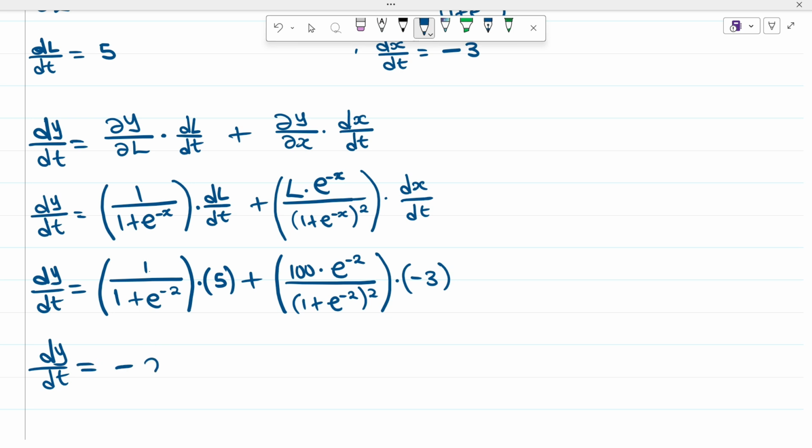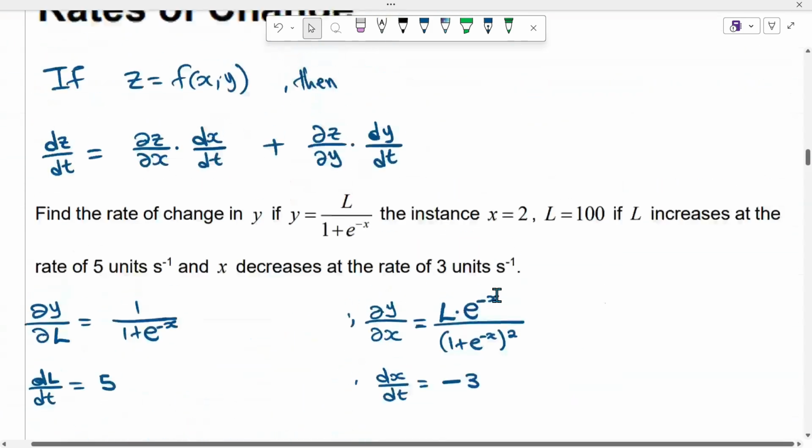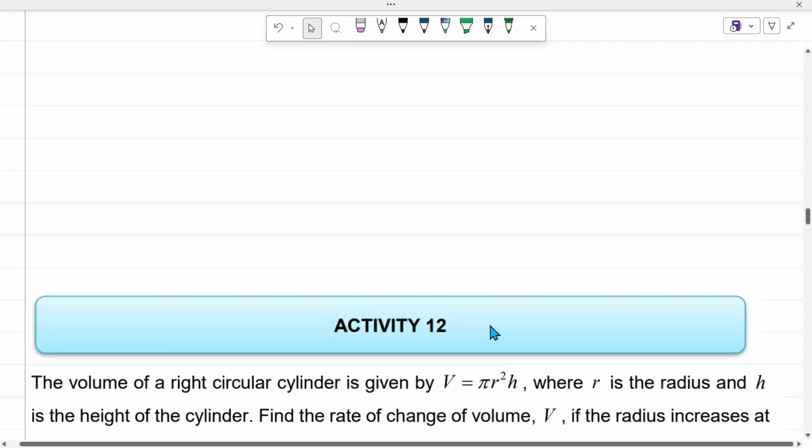To negative 27.0941 units per second. So it's going to be units multiplied by seconds to the power negative 1. So that's units per second. So this is your rate of change in y. So this is going to be negative that, and then yeah, that's it. So let's quickly check some examples.